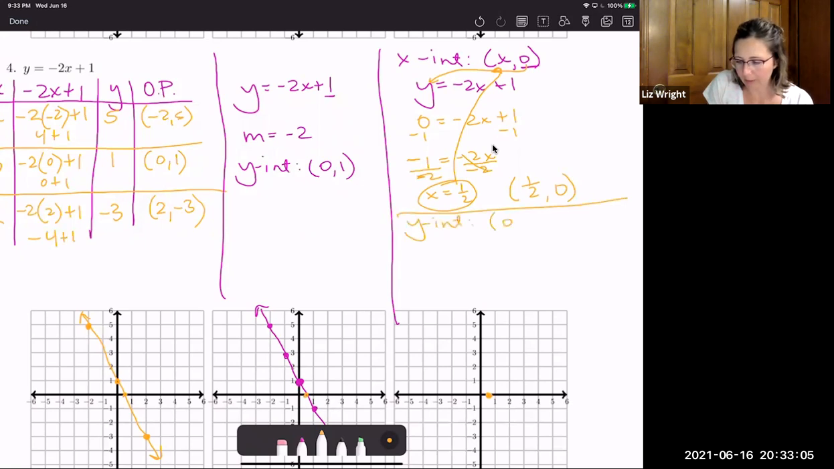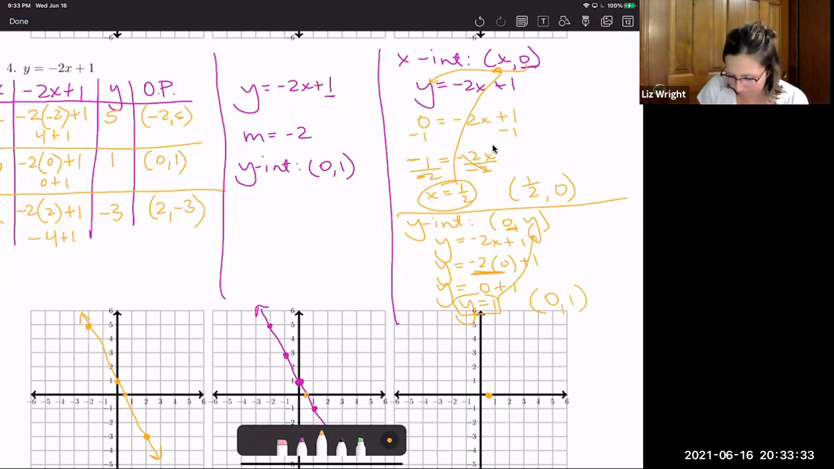All right, now let's do my y-intercept. So my y-intercept is going to be 0, y. And so again, this says substitute 0 in for x. So I'm going to have y equals -2x plus 1. And I'm going to say y equals -2 times 0 plus 1. And this is going to give me 0, the -2 times 0. So it's going to be y equals 0 plus 1. y equals 1. So then I'm going to write that as an ordered pair. So it's going to be 0, 1.